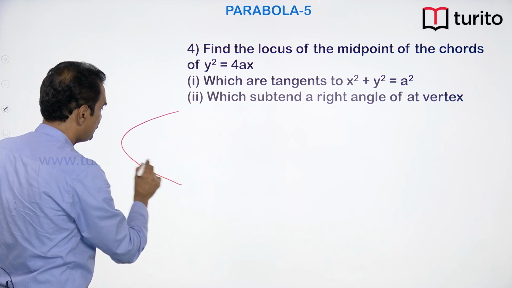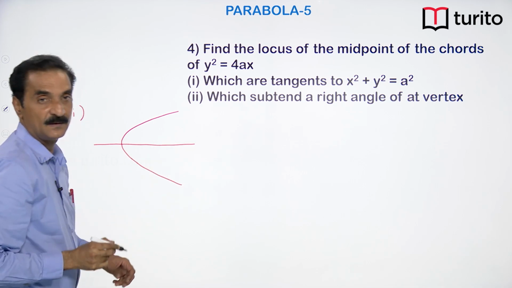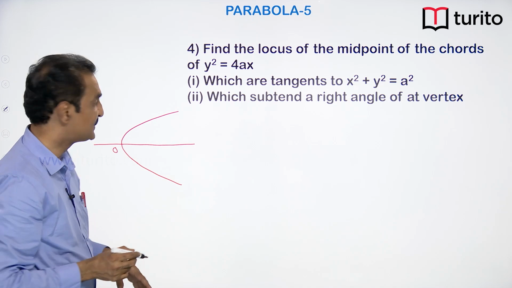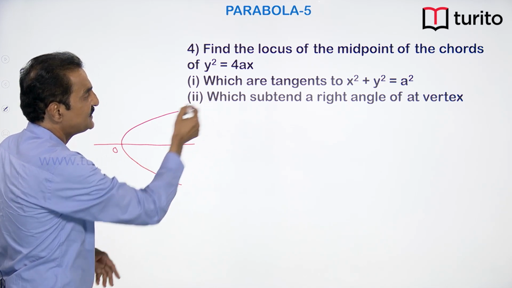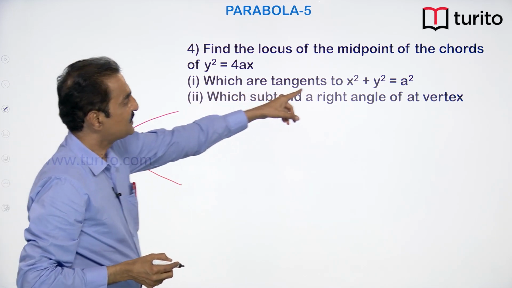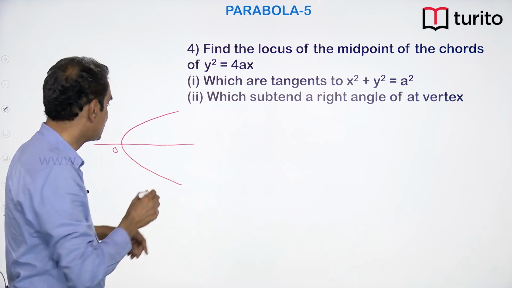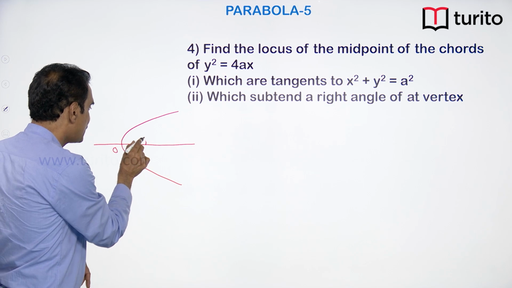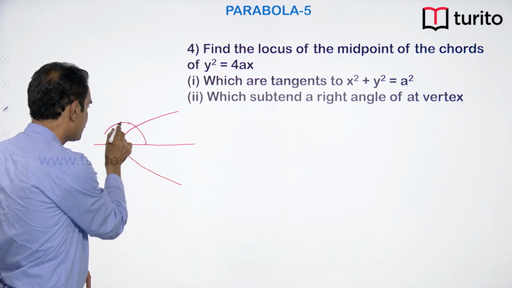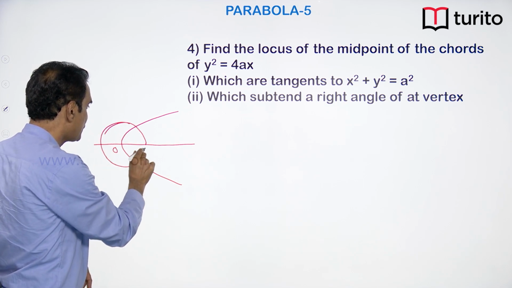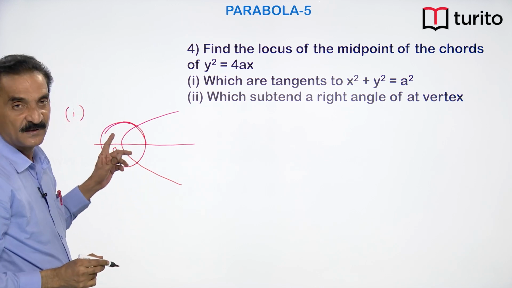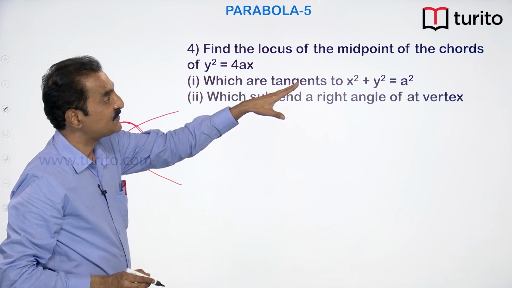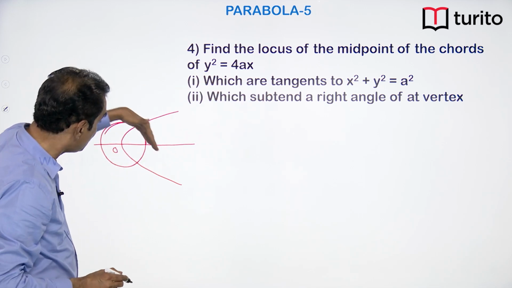Parabola is like this, with the origin as vertex, for y square is equal to 4ax. The circle x square plus y square is equal to a square is a circle with origin as center and a units as radius. So that circle will be like this. Now we want the locus of the midpoints of the chords of the parabola which are tangents to the circle.